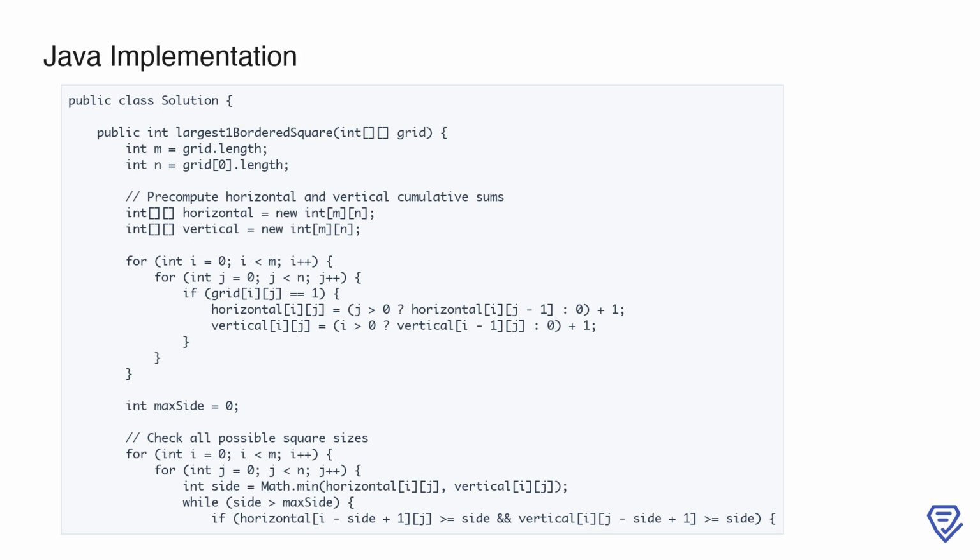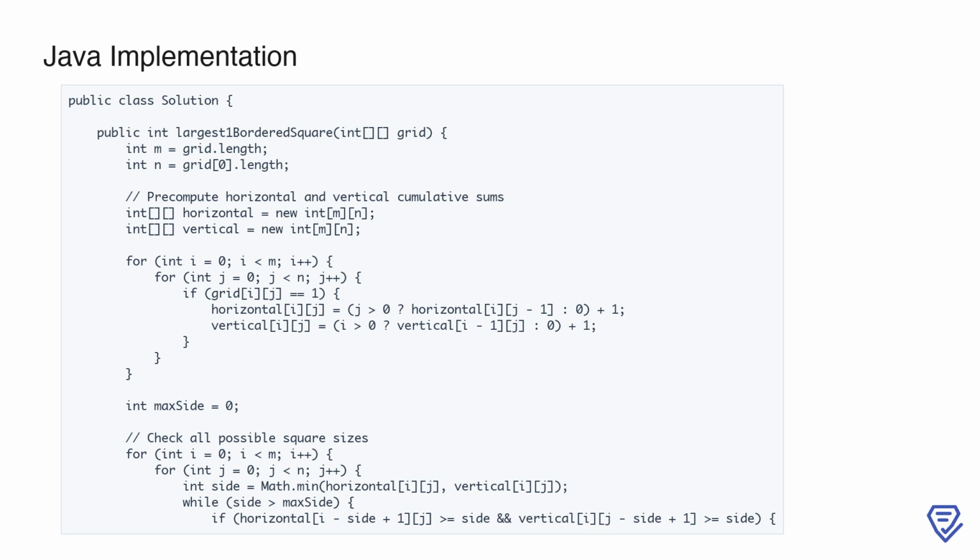Now, as we loop through each cell in the grid, if the cell contains a 1, we update the horizontal matrix by adding 1 to the value of the cell to its left, or just 1 if it's the first column. Similarly, we update the vertical matrix by adding 1 to the value of the cell above it, or just 1 if it's the first row.